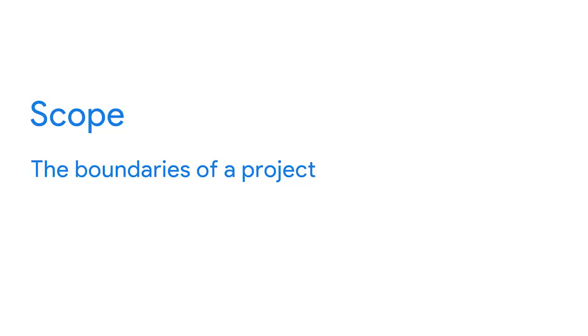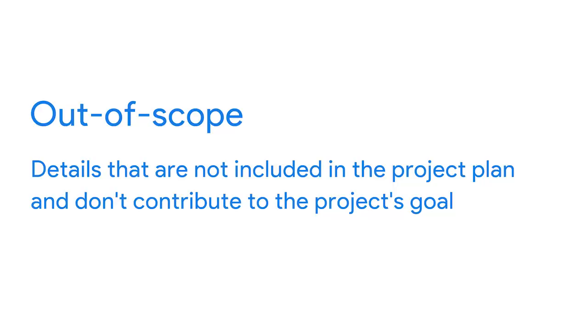You've already identified and hopefully resolved any misalignments about the project vision and goals. Next, you need to get aligned with your stakeholders on scope, benefits, and cost. We talked about scope earlier, but as a quick refresher, scope refers to the boundaries of the project. For example, the number of restaurants taking part in the pilot. Details that don't contribute to the project's goals are considered out of scope.